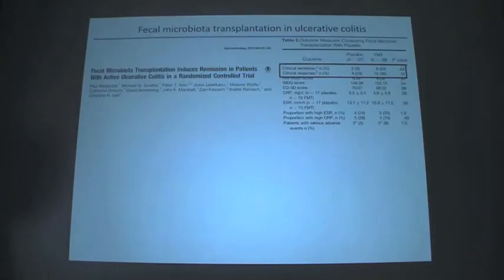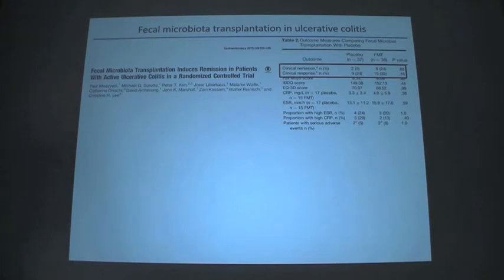So it's only logical that if dysbiosis is associated with chronic inflammation, we could somehow treat chronic inflammation by restoring the microbiota. And there have been several trials now where they've tried to treat ulcerative colitis by giving patients the fecal microbiota of a healthy person.